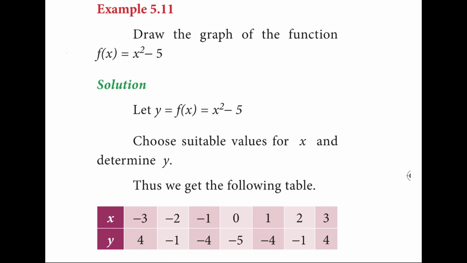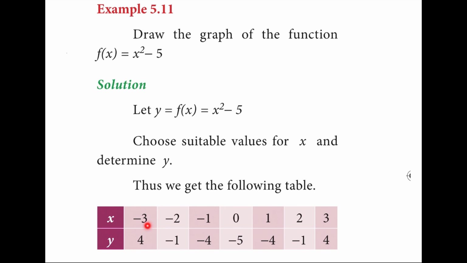11th example, draw the graph of the function f of x is equal to x square minus 5. Now, let's take the function y is equal to f of x, that is x square minus 5. Now, we have to give suitable values for x. So we are going to give some arbitrary values to x and we have to find the value of y. So minus 3, minus 2, minus 1, 0.